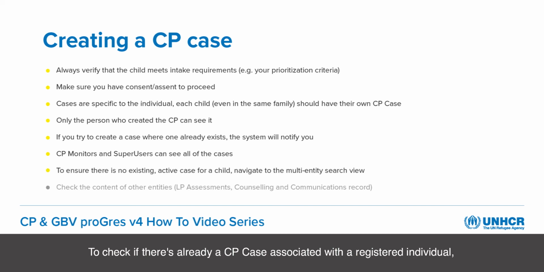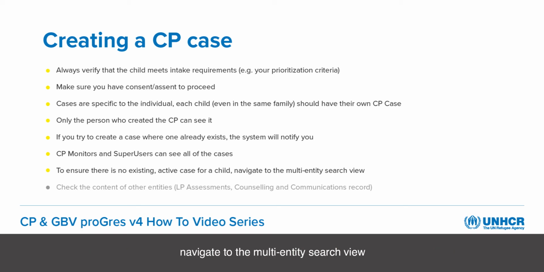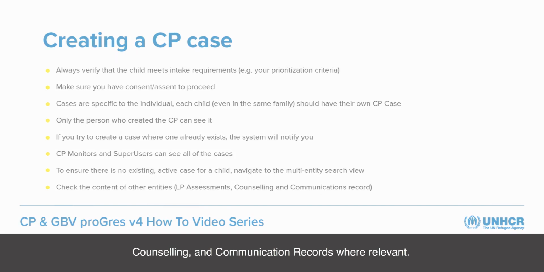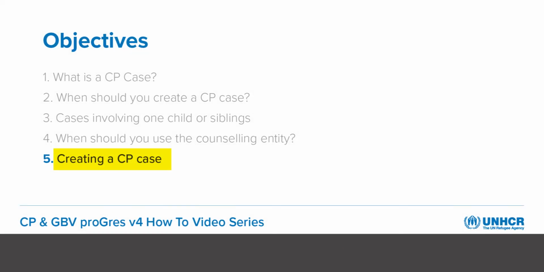To check if there is already a CP case associated with a registered individual, navigate to the multi-entity search view. Ensure that the child does not already have an active CP case. The child protection caseworker should also check the content of other entities, such as legal protection assessments, counselling, and communication records where relevant. With that, let's get started. Let us create a CP case in proGres v4 Child Protection module.